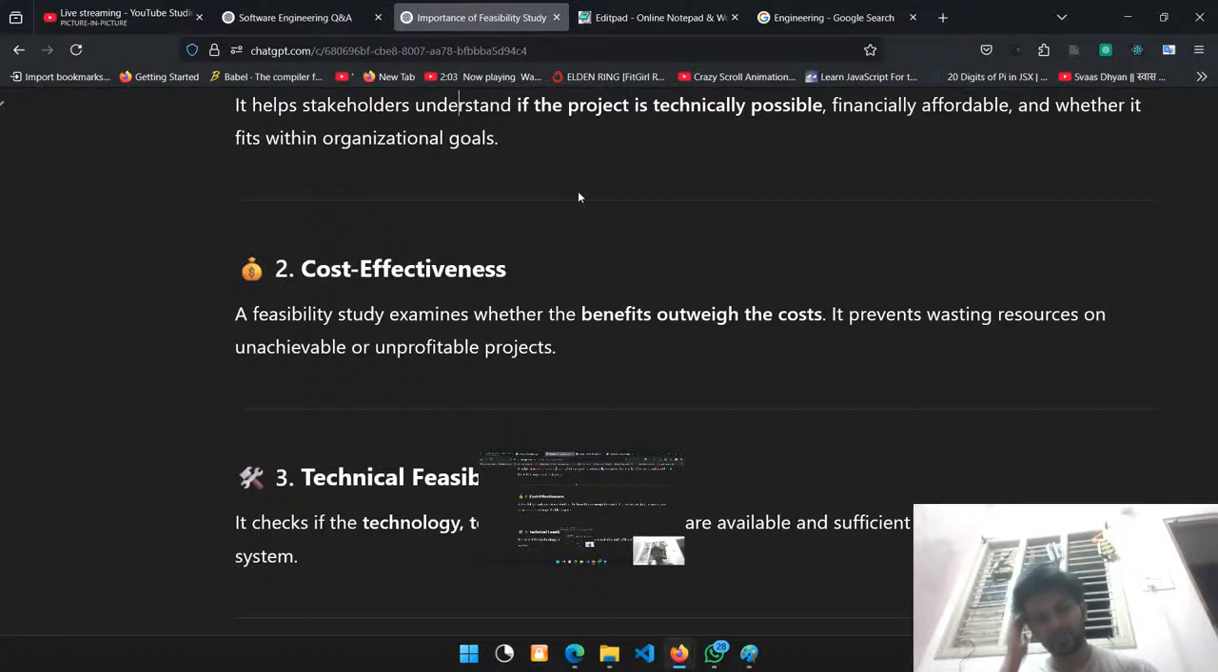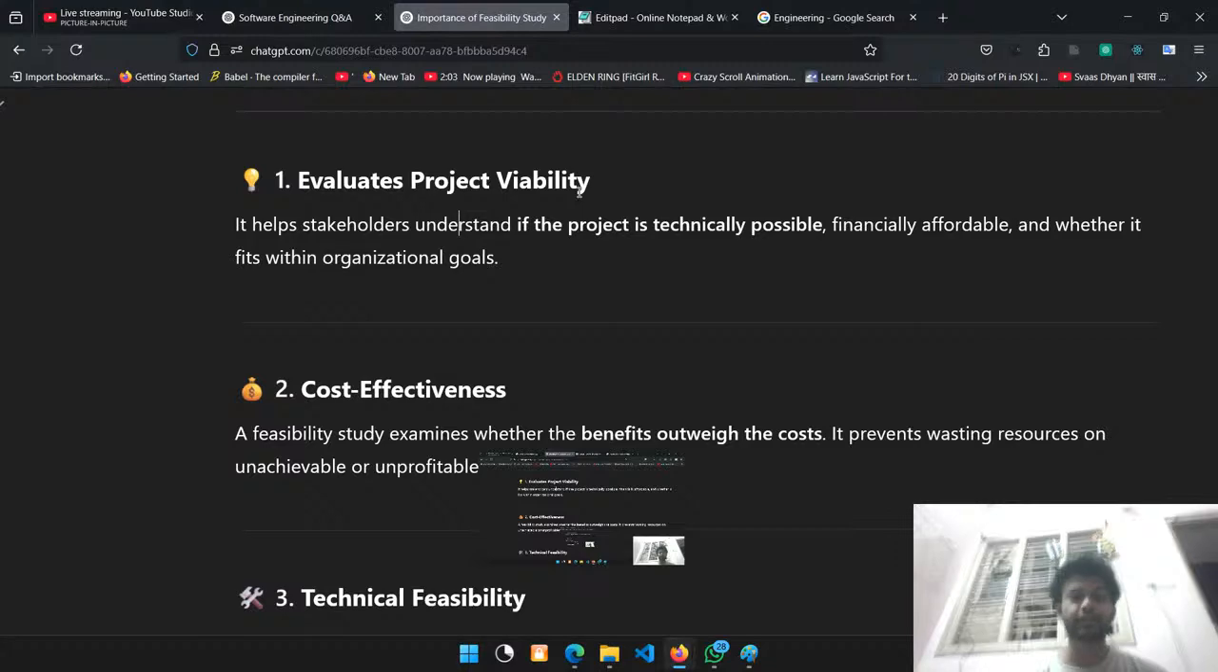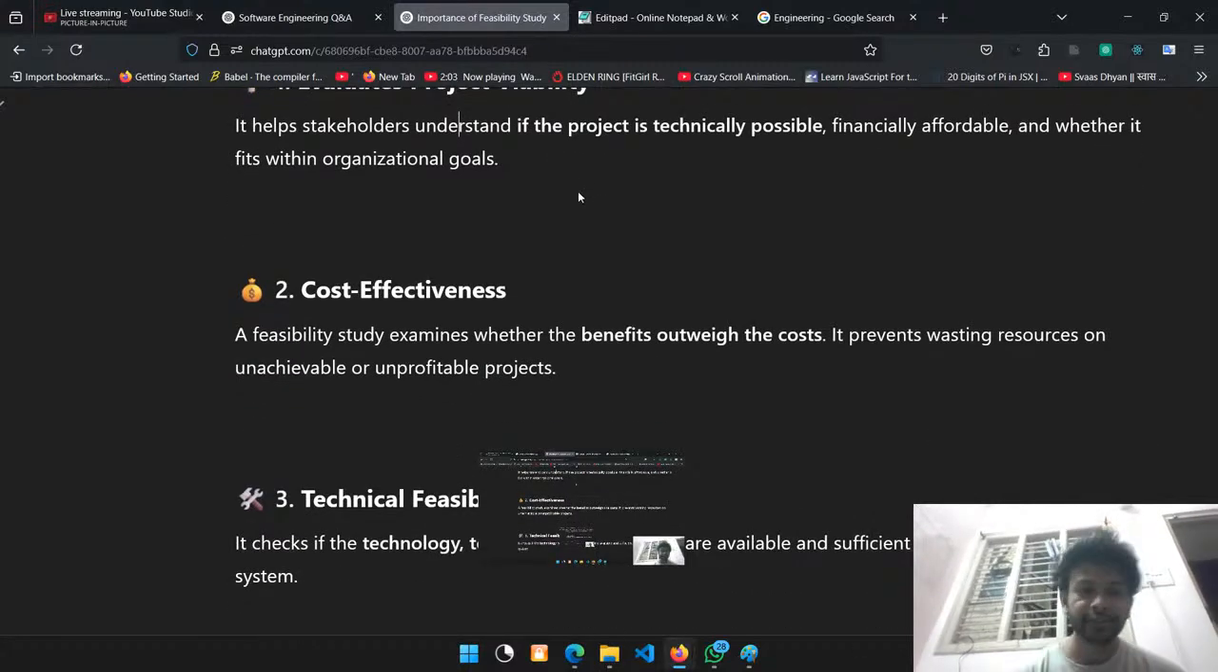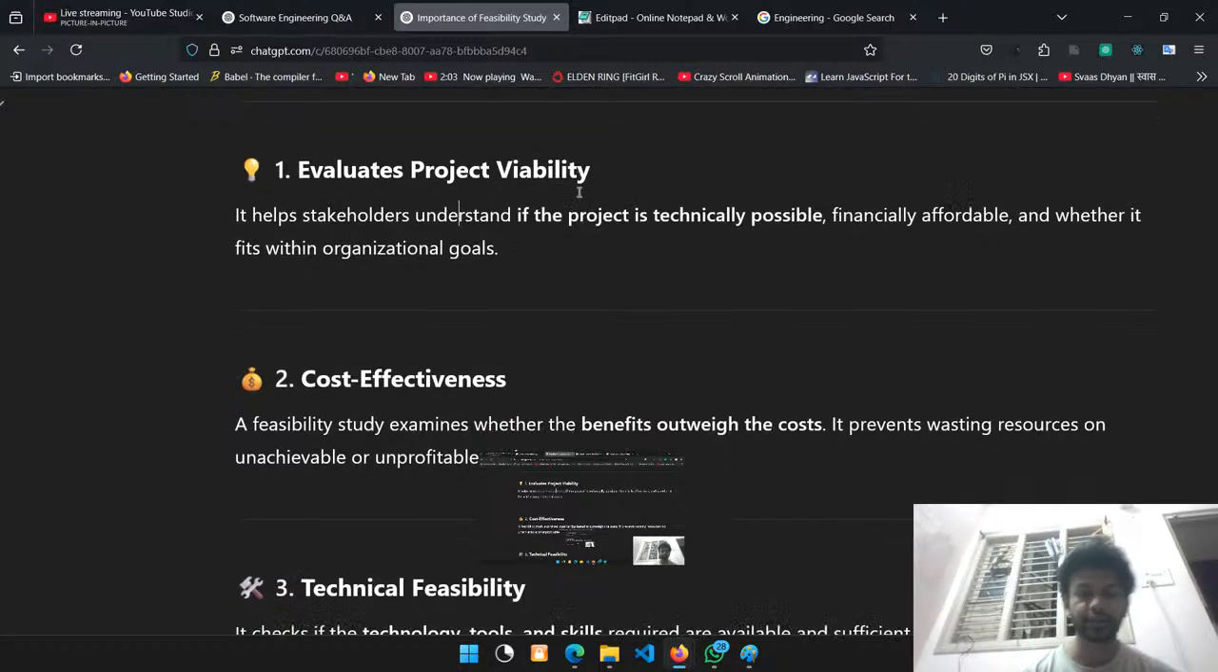Okay, that's something I don't want to know. Cost effective. The first one was evaluating the project's validity. Cost effectiveness. Feasibility is more like the practicality of the project and cost effective, affordable, cost effective.